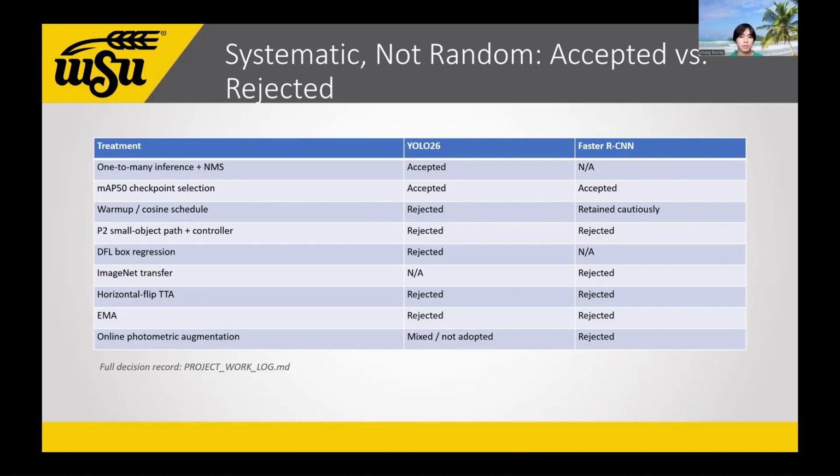The cosine schedule was retained cautiously for Faster R-CNN, and things like P2 for the small object path, DFL box regression, ImageNet transfer, flip TTA, EMA, and online photometric augmentation were tested and rejected because they didn't help under this protocol. The full decision report lives in project work log.md.